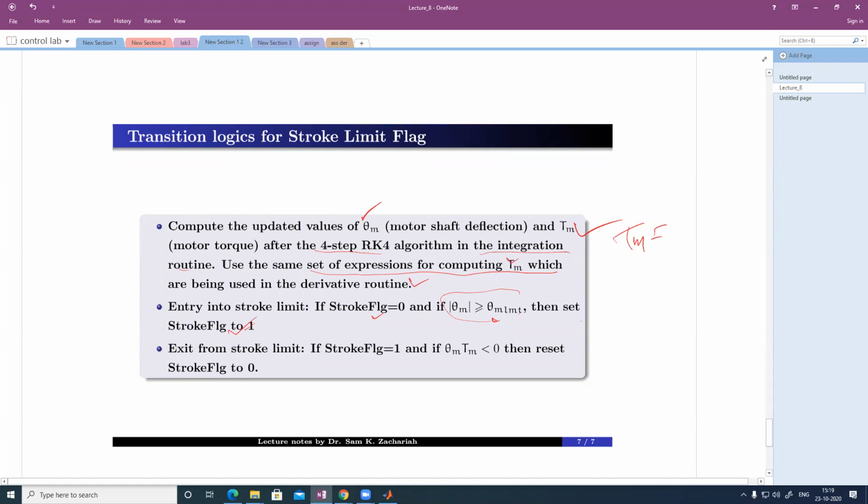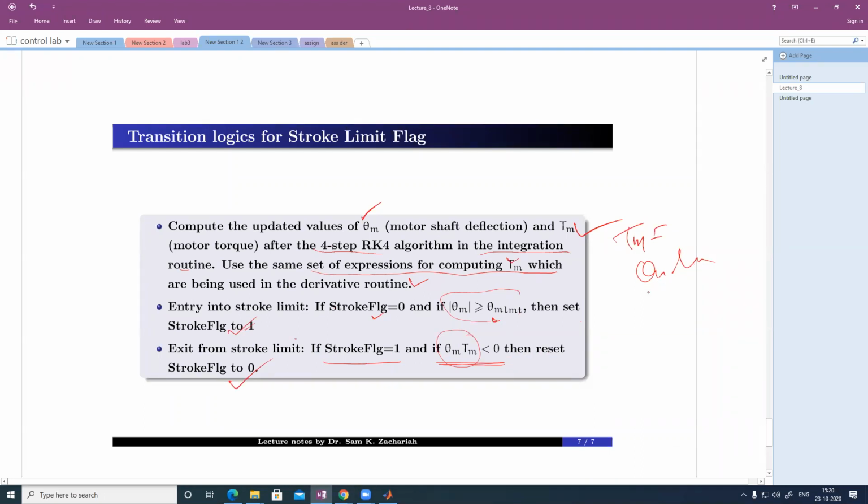And exit from stroke limit. Exit logic is, if the stroke flag is 1, so it is remaining in the theta m limit, and this value is less than 0, that is theta m multiplied by Tm, then reset that flag to 0.